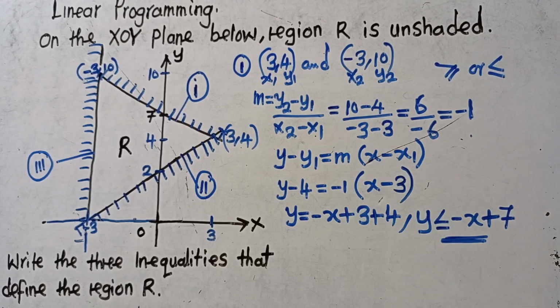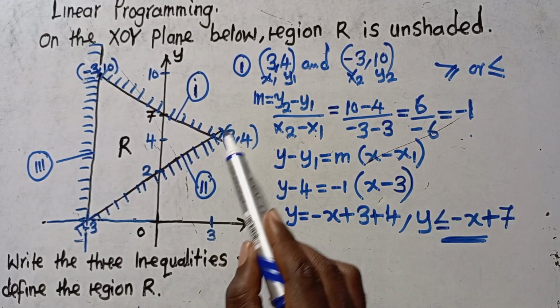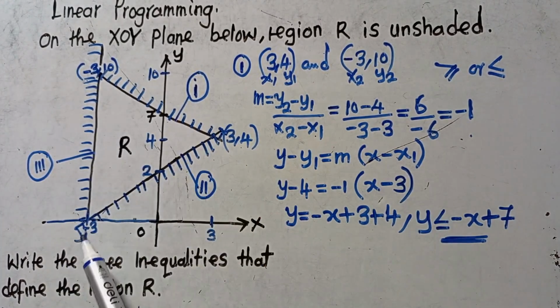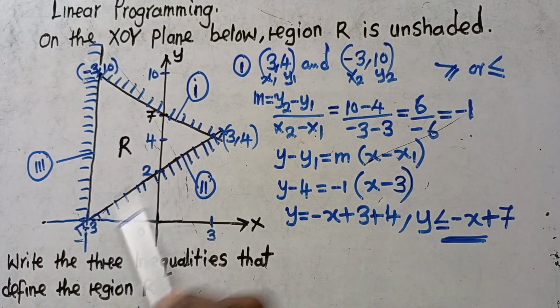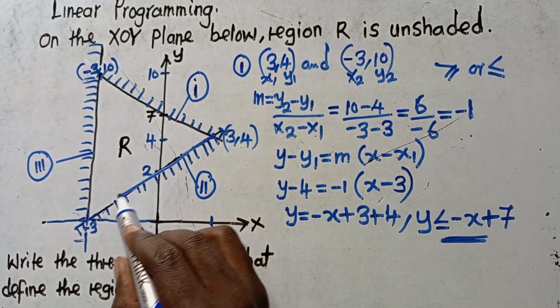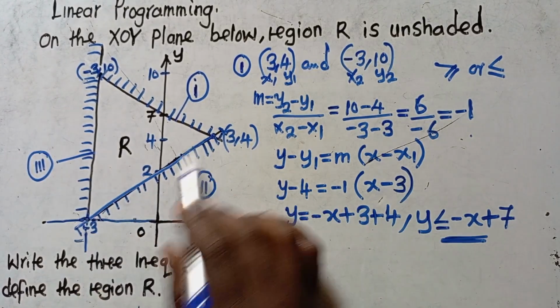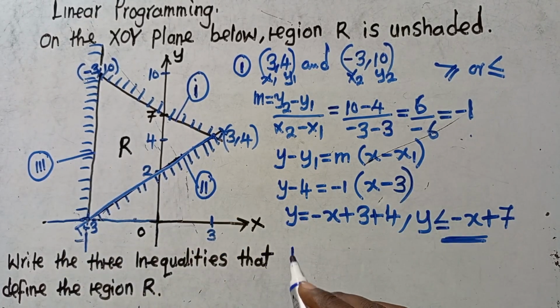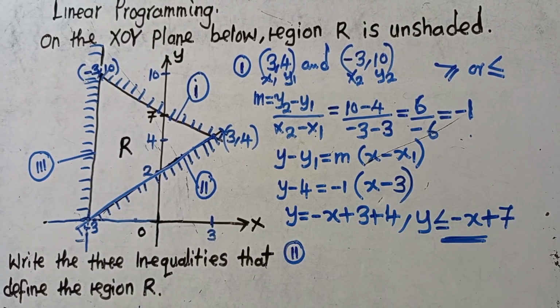I now move on to the next inequality. This is inequality 2. I get 2 coordinates that are within this line. So this coordinate is on this line. Even this coordinate is on this line, this inequality. So this is inequality 2. I move to this one.